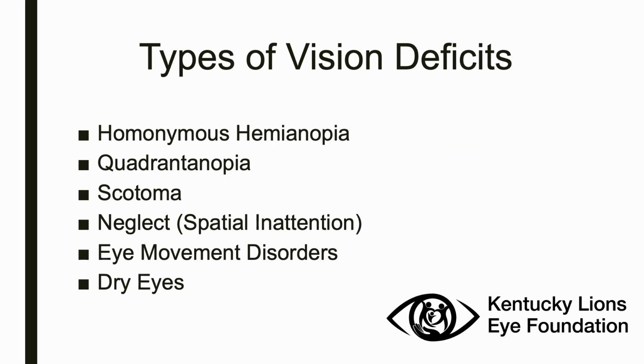There are several different types of vision deficits related to stroke that can include the following. Homonymous hemianopia is a loss of vision in the right or left half of the visual field in each eye. Quadrantanopia is the loss of a quarter of the visual field in each eye. A scotoma is a blind spot found in one or both eyes. Neglect or spatial inattention is when people do not respond to or aren't aware of things on their stroke-affected side.